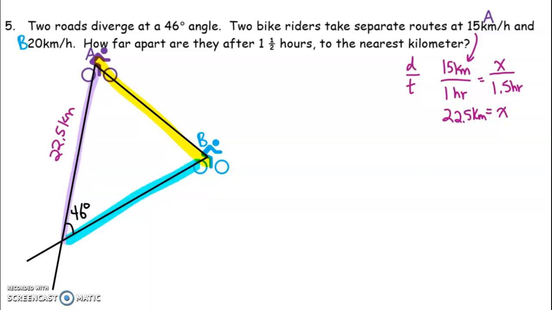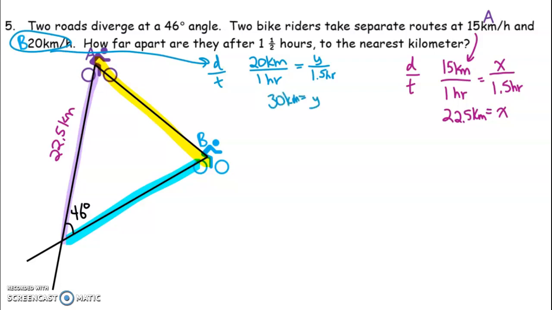Let's do the exact same thing for biker B, the blue path. We know biker B travels 20 kilometers per hour. We're going to apply that same ratio in order to solve for the distance that he travels in 1.5 hours. So he travels at 20 kilometers per hour, so in 1.5 hours, he travels 30 kilometers. Knowing this, we now have two sides and one angle.